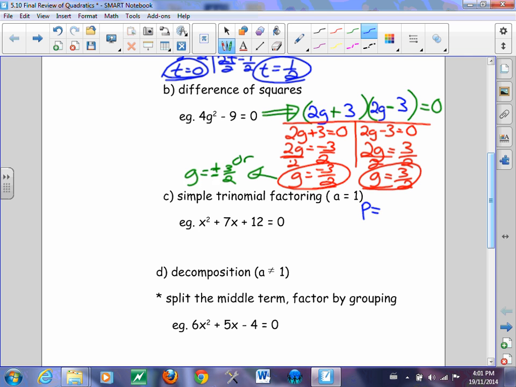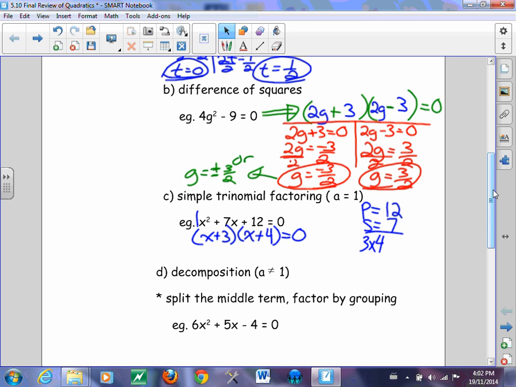Okay, a equals 1. So product is a times c, which is 1 times 12, which is 12. Sum equals 7. My two factors are 4 and 3, or 3 times 4, whatever you want to put down. So to factor this, folks, it's going to be (x + 3)(x + 4) = 0. Okay, and this should be the shortcut way, folks. You can just go right to the answer.